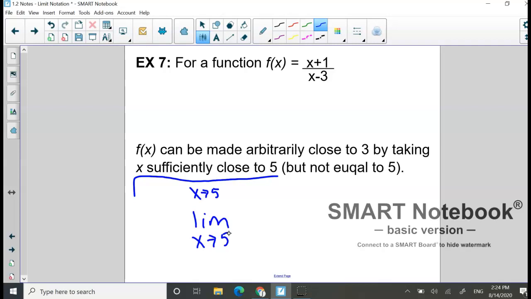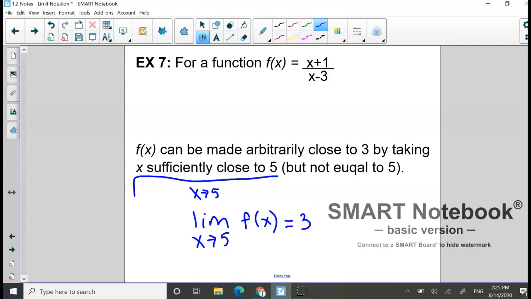So we can use f of x, or we can use the expression for the function, which is x plus 1 over x minus 3. But I like to go with the most simple option here. So the limit of f of x as x approaches 5. But one thing we haven't used here is this 3 right here. So, excuse me, f of x can be made arbitrarily close to 3 by taking x sufficiently close to 5. So f of x is approaching 3. That means that is the limit of this problem. That's what your y value is approaching. So what you would do for this one is you would say equals 3.